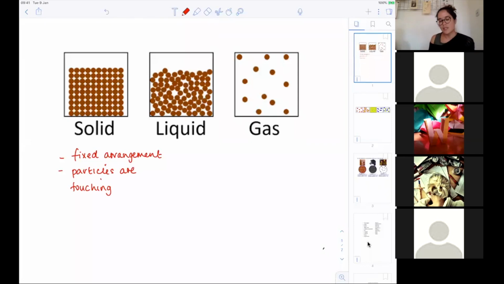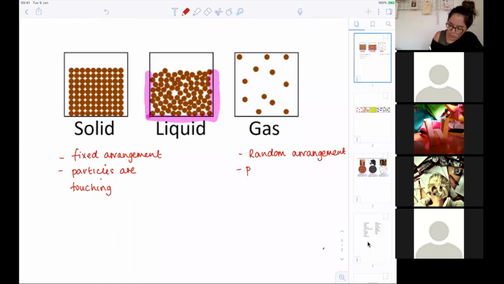With the liquid, it's really important you notice that all the particles here are sitting at the bottom of the little container. People have a habit of filling the whole container. Well, think about your glass of water. You don't find that your glass of water is completely filled with water particles. What you find instead is that the particles sit at the bottom of the vessel. We have a slightly scrambled arrangement, but crucially the particles are still touching. And then with the gas, as you would expect, we have a very random arrangement of particles, and the particles do not touch.